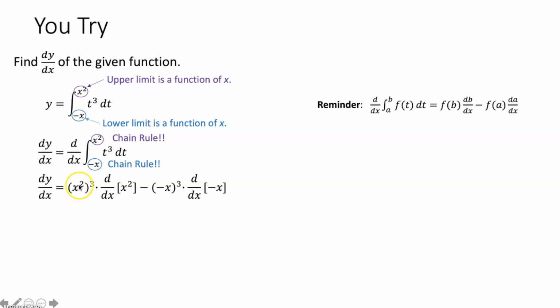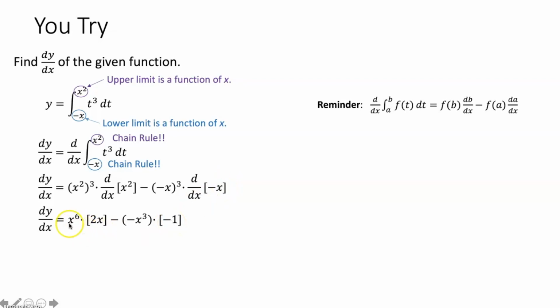Now we simplify. X squared to the third power. We have power to a power. We multiply those together. We get x to the sixth times the derivative of x squared, which is just going to be 2x to the first, minus negative x, the quantity cubed. Anytime you have a negative number raised to an odd exponent, it's just going to stay negative. So that stays negative x cubed, times the derivative of negative x, which is just going to be negative 1.